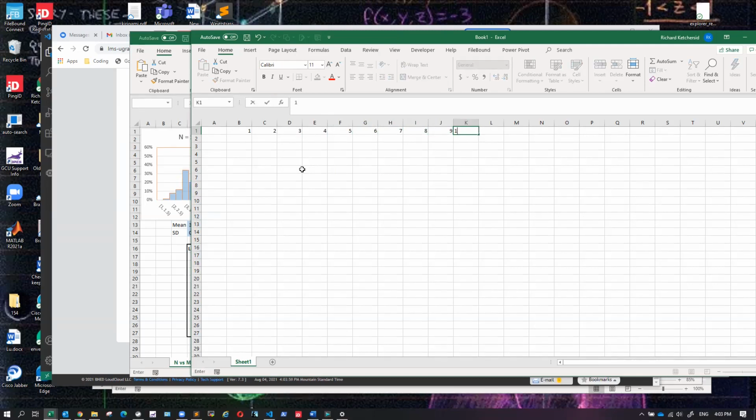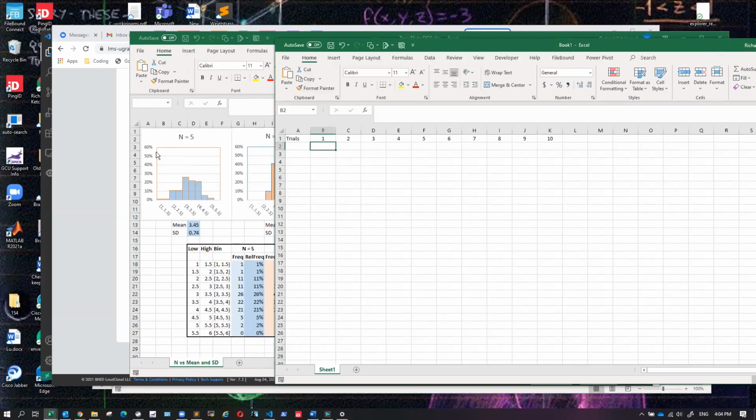9, 10. Okay, and I'm going to call these trials because I'm repeating an experiment 10 times. What that experiment is going to do is roll a die 5 times, because this is n equals 5. Rolling a die can be simulated here by using the function RANDBETWEEN 1 and 6, so it's going to roll a six-sided die. That's one roll, and it happened to roll a 6.